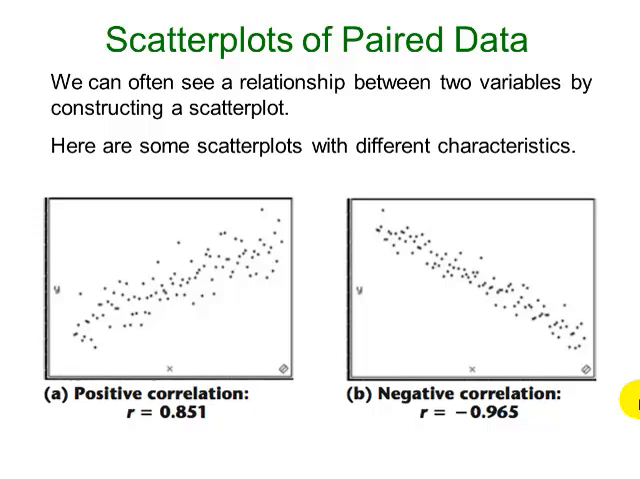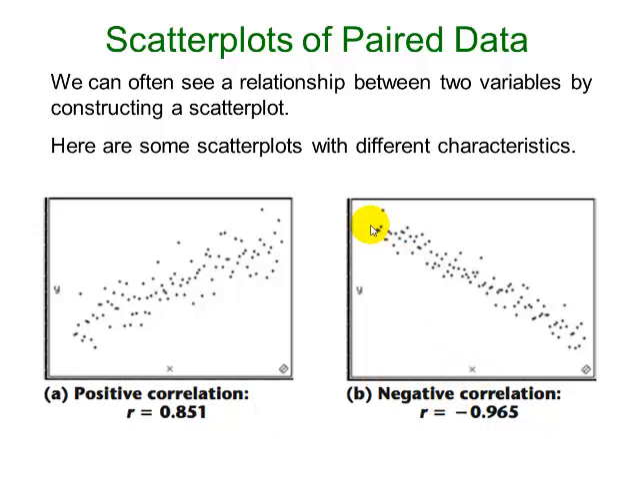Now here's some scatter plots that show what different R values look like. So for this one over here, if we look at all these data points, there seems to be a linear pattern. So we would say that this one has a positive correlation because the linear pattern is going up as it goes from left to right. And this is a fairly strong linear pattern, so the R value is 0.851.